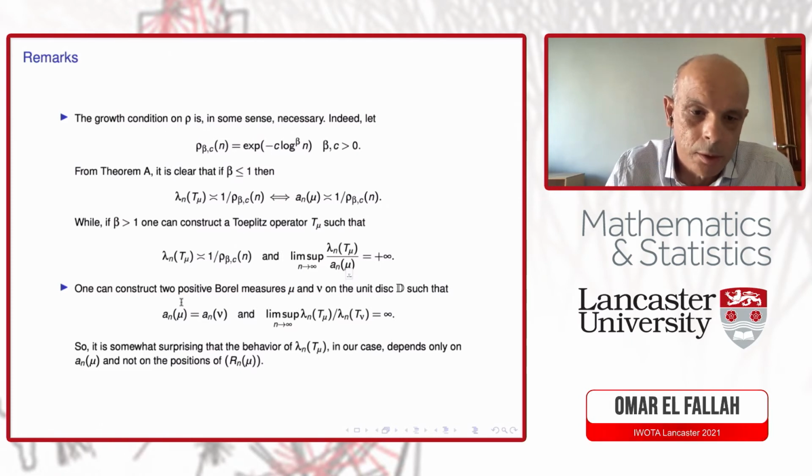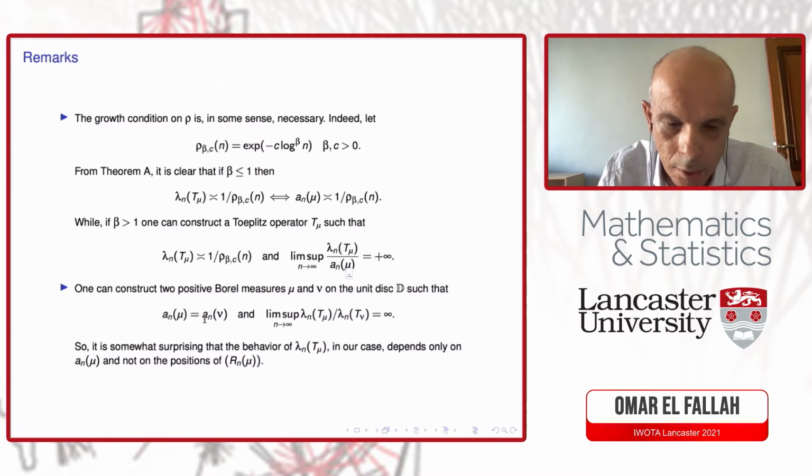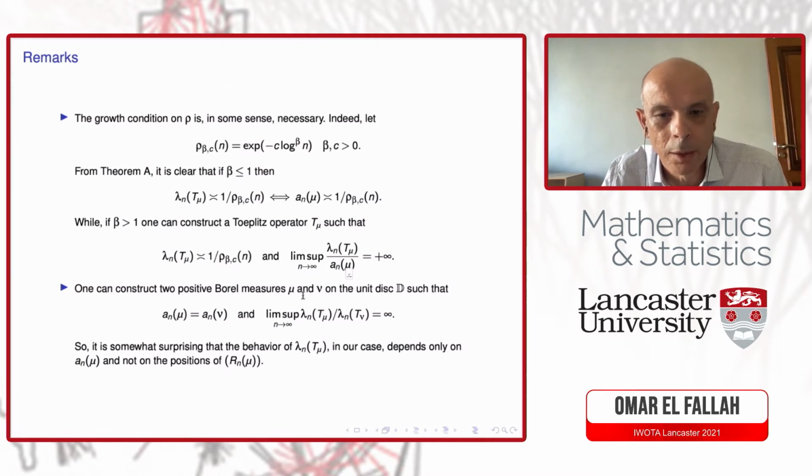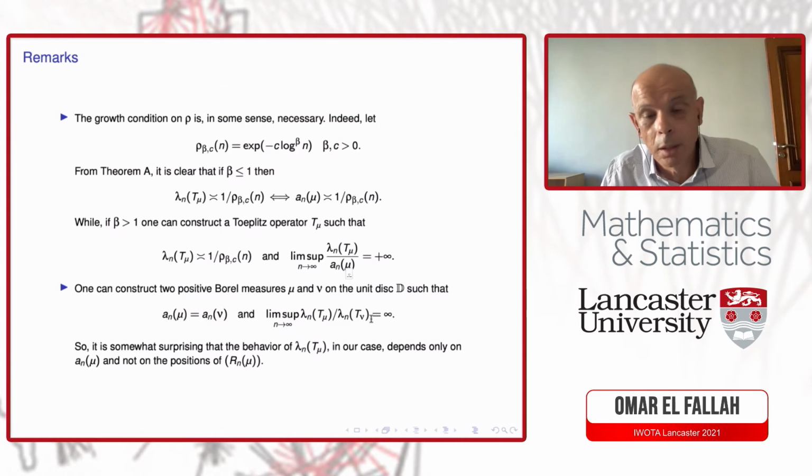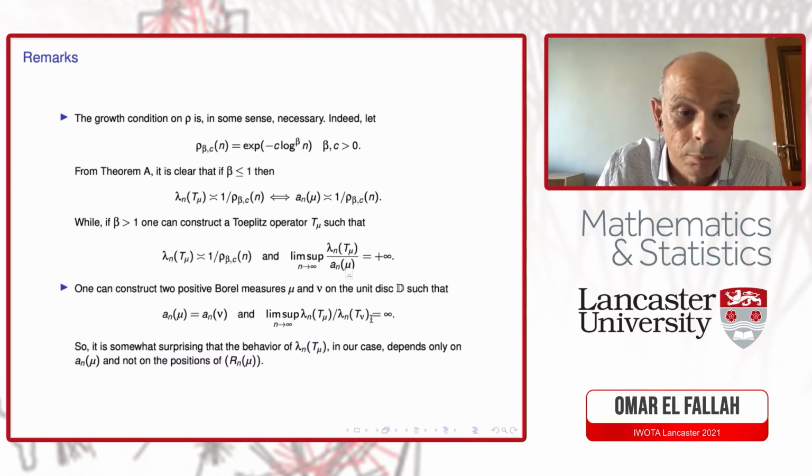I will just mention that if rho x grows faster than all polynomials, the result is not true. One can find two measures mu and mu such that we have the same mean value, but the singular values are not. So it's somewhat an interesting problem. I have no idea in the case when rho x goes much faster than all polynomials.